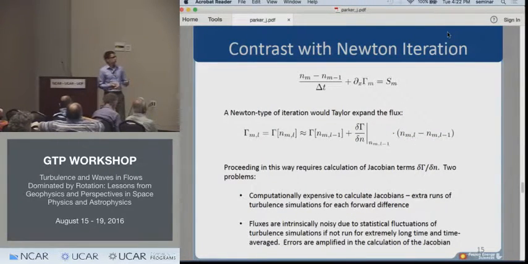And just to contrast this with Newton iteration, which is what some of the earlier attempts did, they would represent the flux as the flux at the previous iterate plus some Jacobian term. This requires calculation of the Jacobians, which is not only computationally expensive, since you have to run separate turbulent simulations, but since fluxes are intrinsically noisy, because there are statistical fluctuations in your simulations, unless you run for an extremely long time and time average, this noise in the fluxes is going to be amplified when you calculate your Jacobian. So it's nice to avoid the Jacobian calculation.